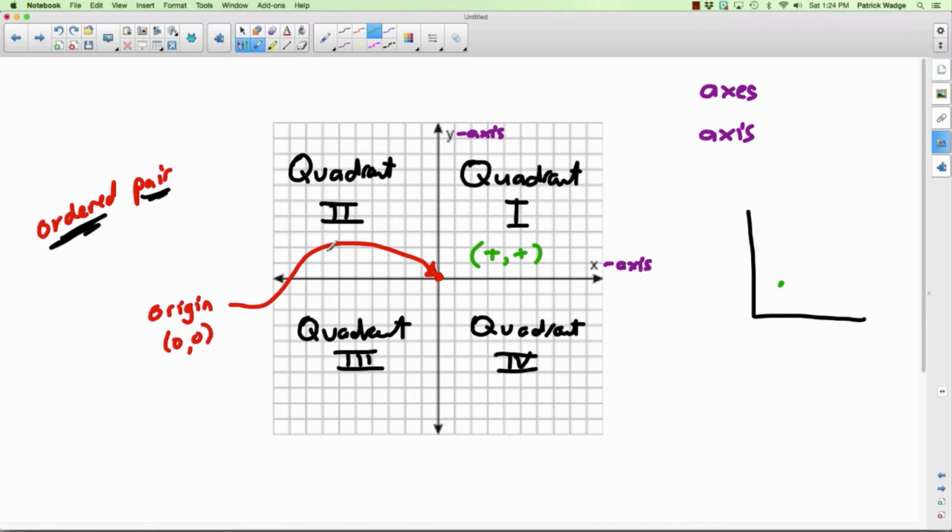In quadrant 2, it's a negative number and then a positive number. The first number is negative, the second one's positive. In quadrant 3, they're both negative, and in quadrant 4, the first one's positive, the second one's negative. So I think that's probably why this is quadrant 1, because it's the most basic quadrant. It's where you started from when you first learned this.